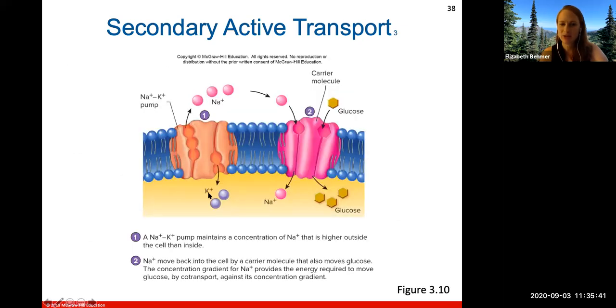Let's take a look at this picture here. So for example, this is secondary active transport. Number 1 is showing counter-transport because sodium is being pumped out when potassium pumps in. And here, number 2, this is co-transport, where as sodium comes in, glucose comes in with it at the same time. So counter-transport is opposite directions, and co-transport is same direction. Hopefully that kind of makes sense.